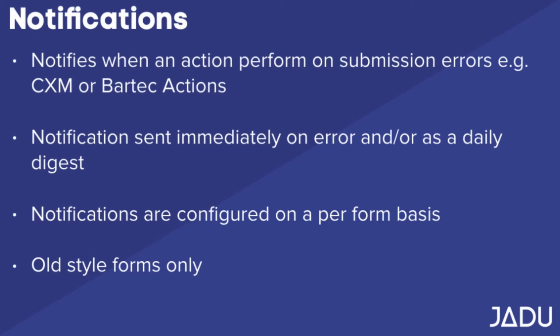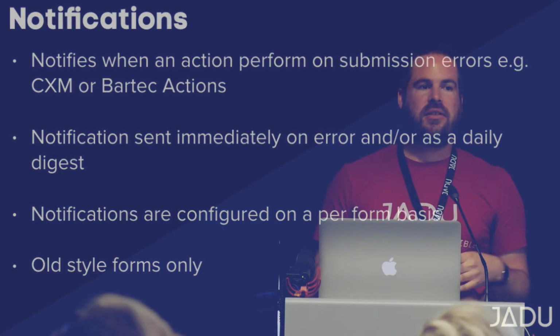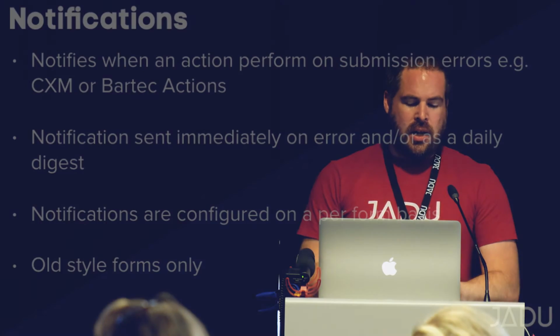So you can set up the notifications for when something's gone wrong, and it will email a nominated email address or a mailing list. You can set the notifications to trigger immediately on failure. So if raising a case in CXM fails because CXM isn't responding, or there's a misconfiguration, we can get that error sent immediately to the nominated email, or we can do a daily digest. So that will give you everything for the previous day, and that will run once a night.